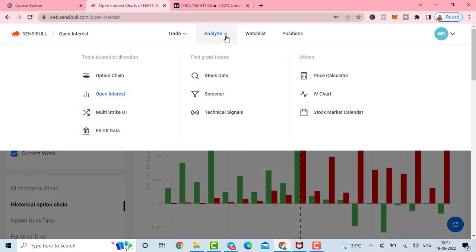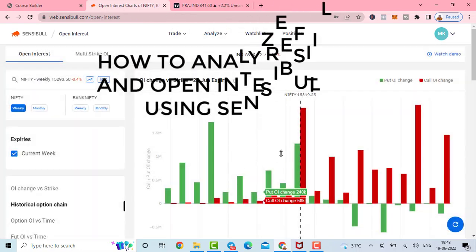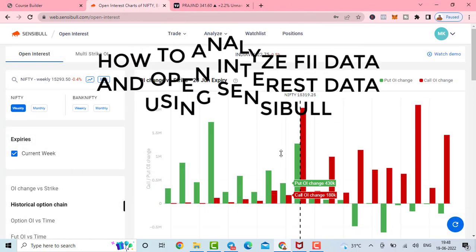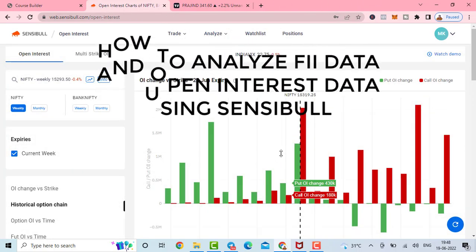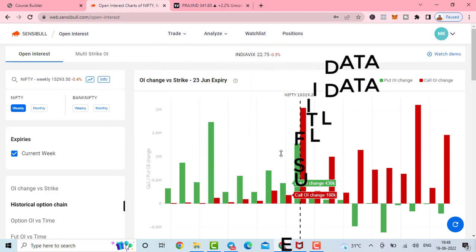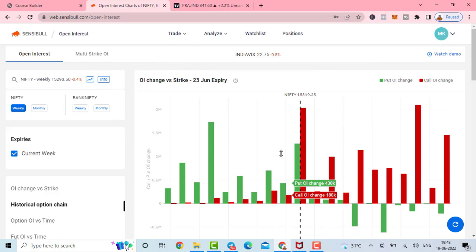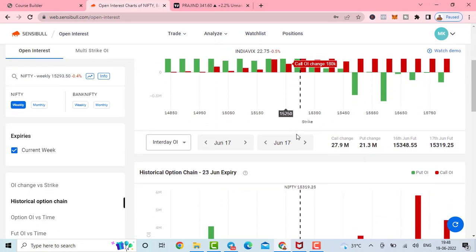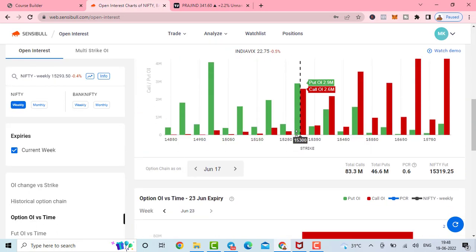Guys, knowing open interest data is crucial for you to do intraday trading, and if you don't know how to do it, watch this video, because in this video you're going to learn how you can analyze open interest data in intraday time frame and take your positions accordingly. So watch out for this video, guys. It's going to be super helpful for you.